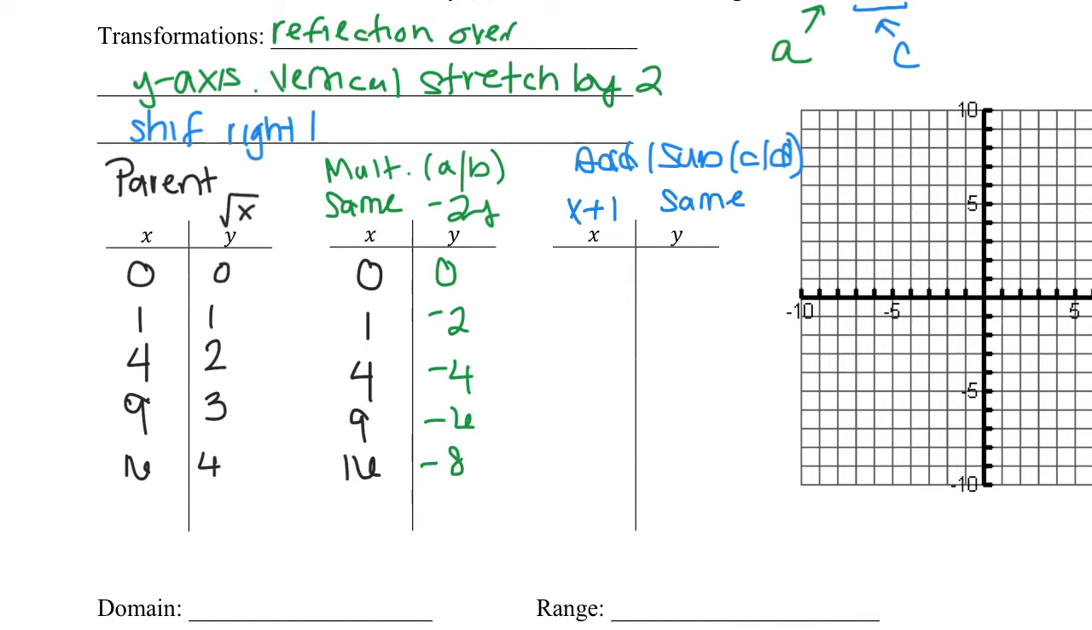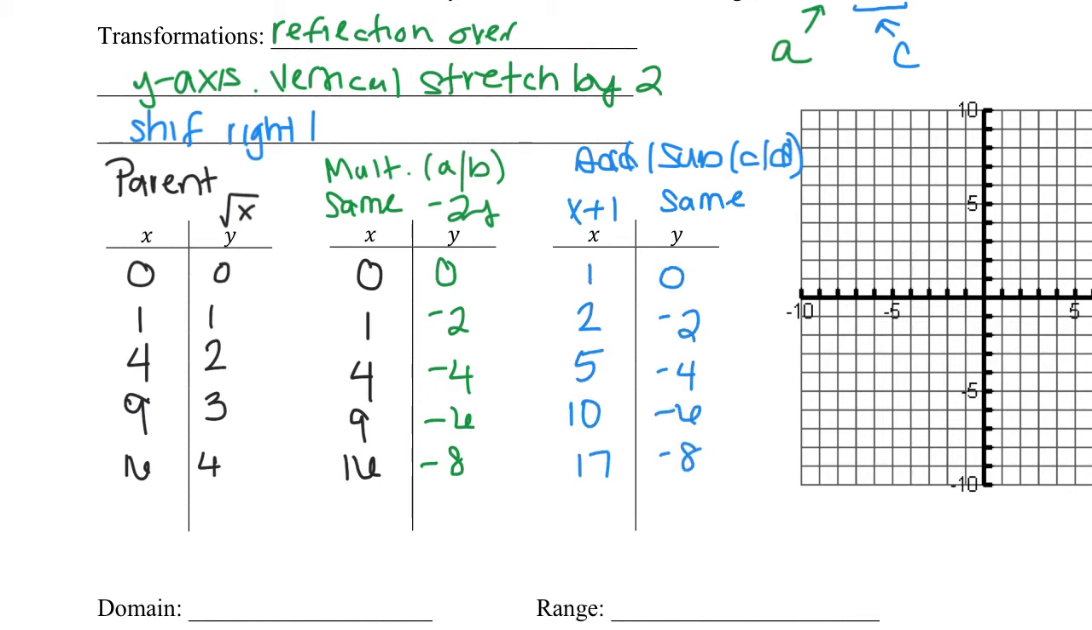So on my multiplication table, I'm going to take all my x's and add 1. So 0 plus 1 makes 1, 1 plus 1 makes 2, 4 plus 1 makes 5, 9 plus 1 makes 10, 16 plus 1 makes 17. And then my y's are going to stay exactly the same as they were in my multiplication table.